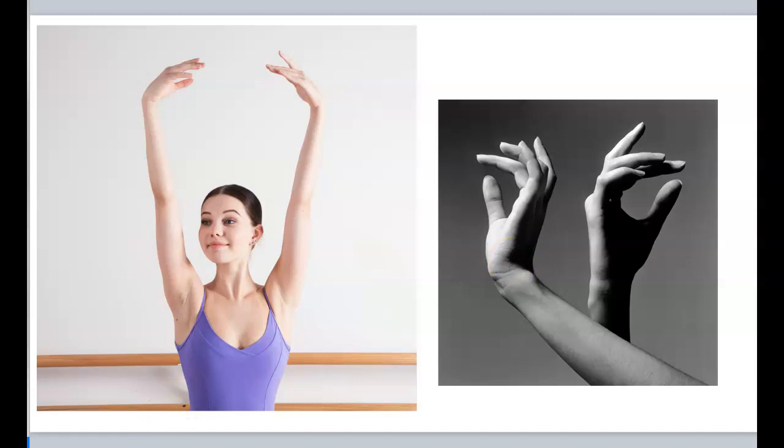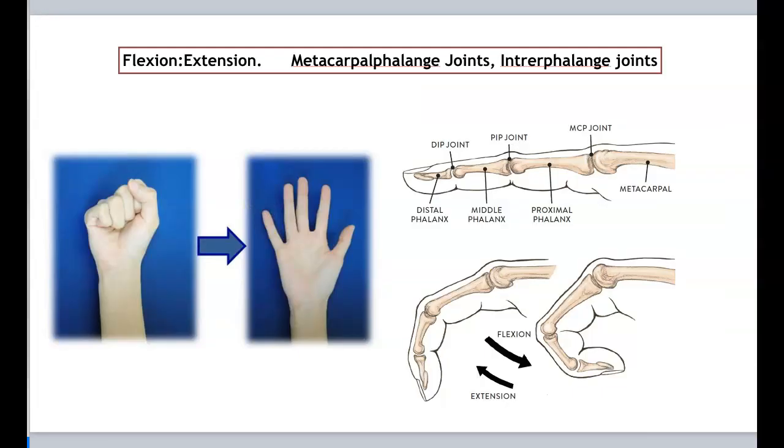So let's see, what do we have next? Lots of flexion and extension. I think I'm giving you examples of every single joint you need to know because you need to practice them on yourselves. So flexion extension of your metacarpal phalange joints and your interphalange joints.